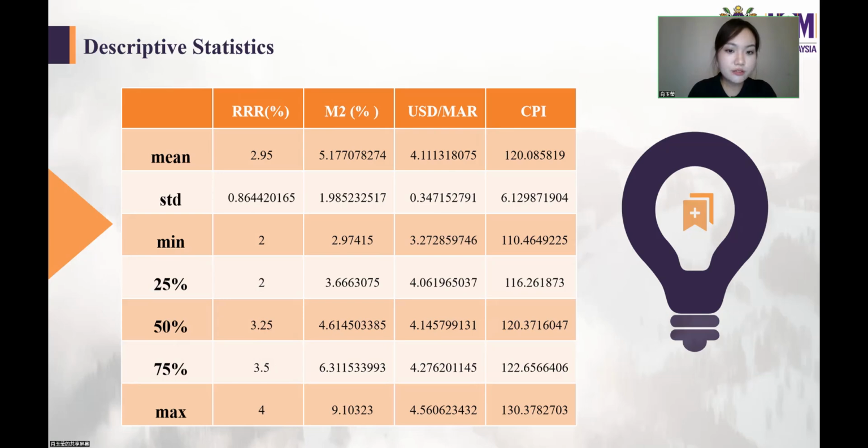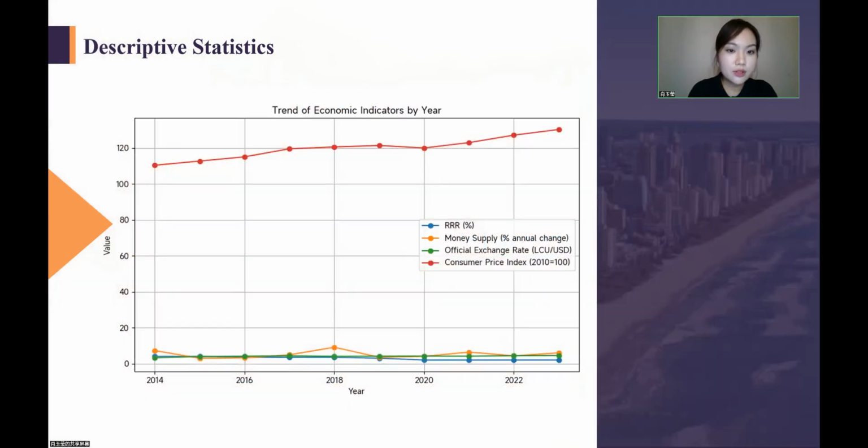Exchange rate averaged 4.11, reflecting a gradual depreciation of the ringgit. CPI steadily rose, averaging 120.09, indicating manageable inflation trends. These statistics show a generally stable monetary environment. We can also see this from this line chart.